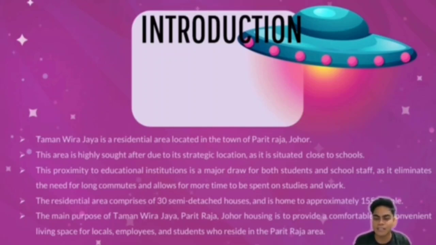So the residential area comprises 30 semi-detached houses and is home to approximately 155 people. The main purpose of Taman Wirajaya Pariraja Johor housing is to provide a comfortable and convenient living space for local employers and students who reside in the Pariraja area.